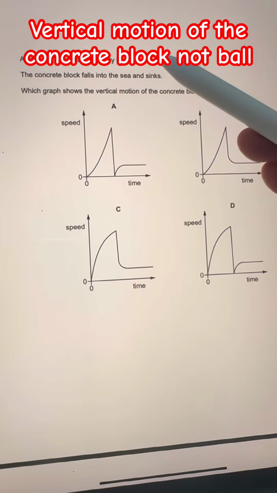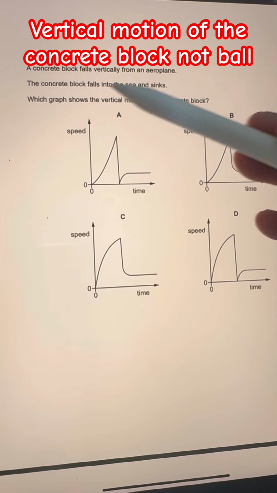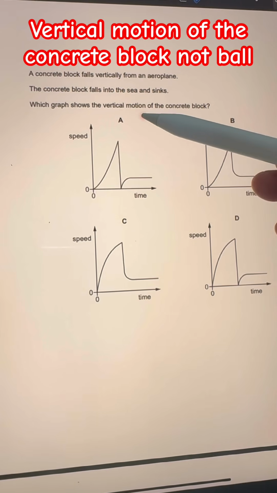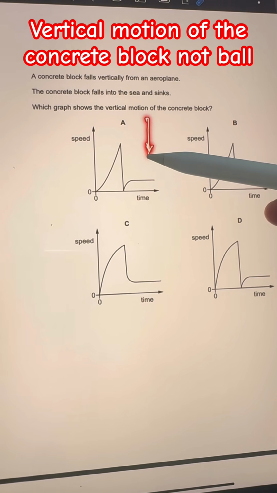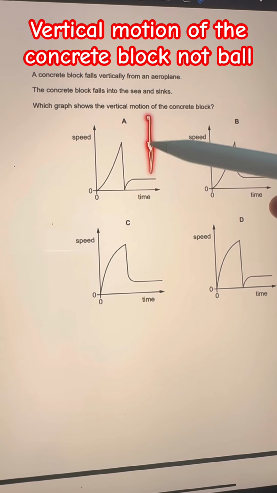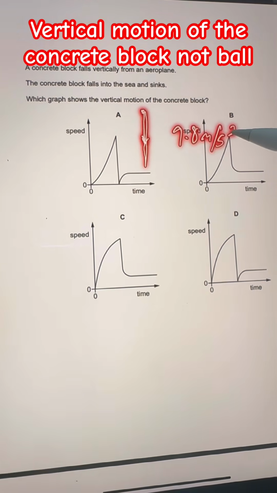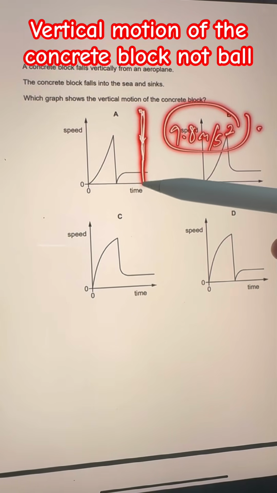Let's look at this in terms of two motions. First, the falling from the airplane, then falling into the sea and sinking. So when it falls from the airplane, let's say the airplane's here and the block falls down like that, then it keeps falling and its speed increases because gravitational acceleration is 9.8 meters per second squared. So because of this acceleration downwards, the speed keeps increasing.